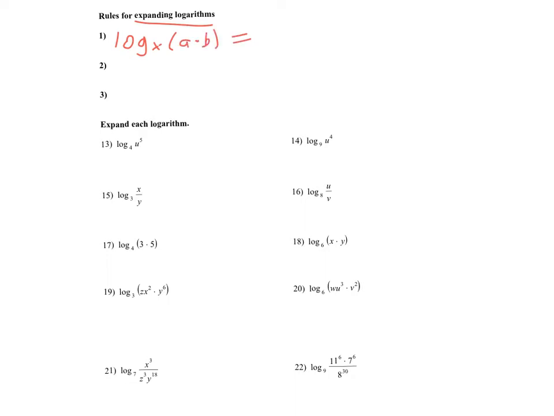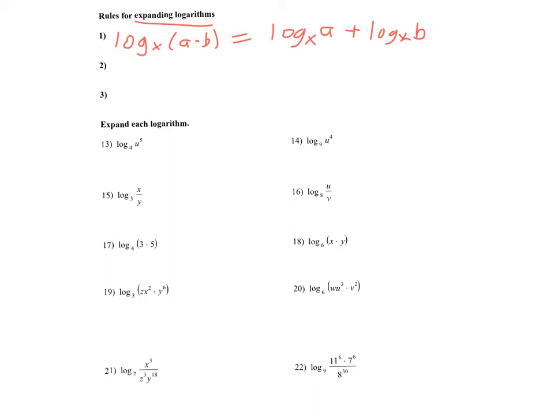Then we can expand that into 2 separate logs, into log base x of a plus log base x of b. And so what happens here is that the base stays the same in the 2 separate logarithms, and then the 2 things that we're multiplying are still inside of them, but now it's in 2 separate logs that are adding together. So the multiplication inside becomes addition when we split them into 2 separate logarithms.